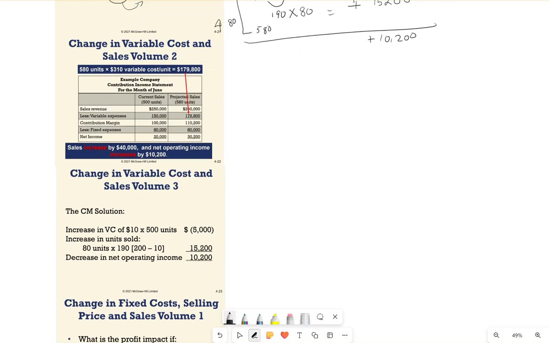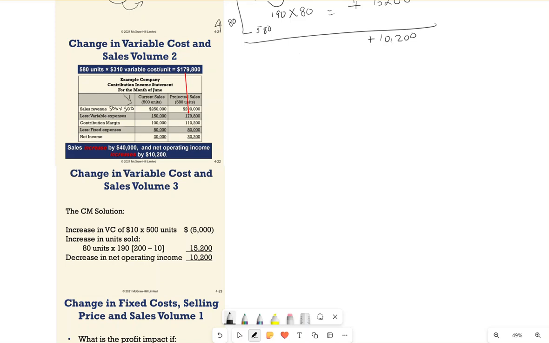So now work out the numbers at 500. You multiply 500 with the price per unit, which is 500. My variable cost, before it was 200, and now it is what they asked us to be.